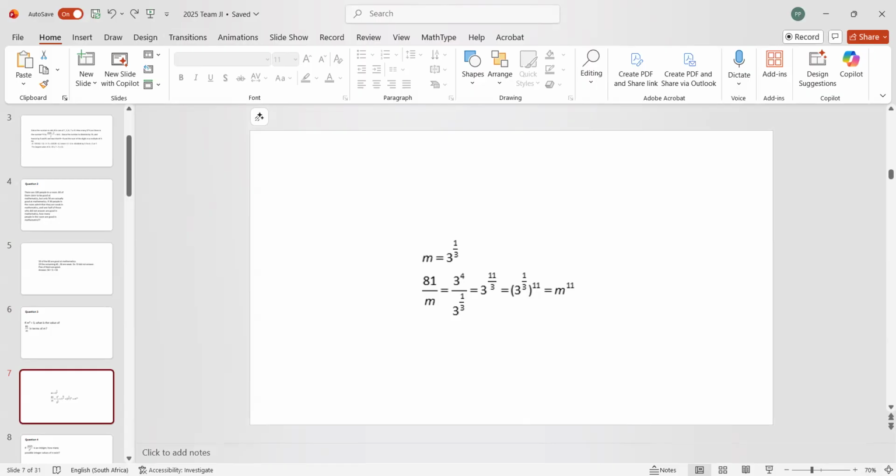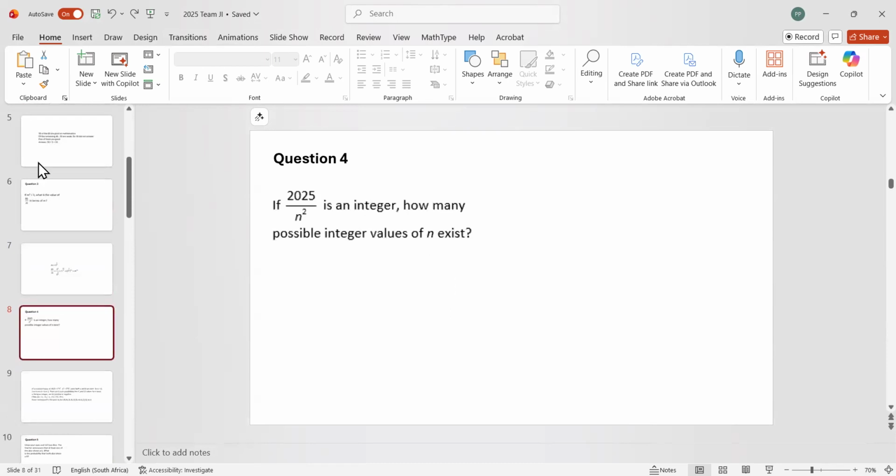Let's get on to the next problem. It's question 4. Question 4 says 2025 over n squared is an integer, which is saying that n squared is a factor of 2025. So they ask how many possible integer values of n exist.